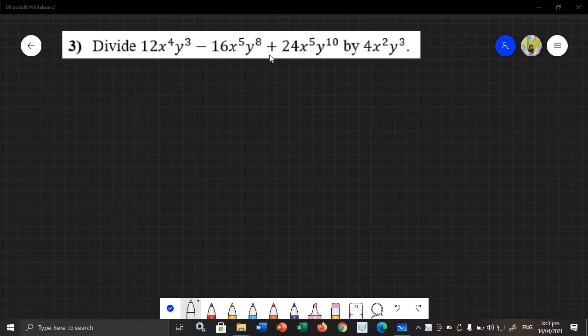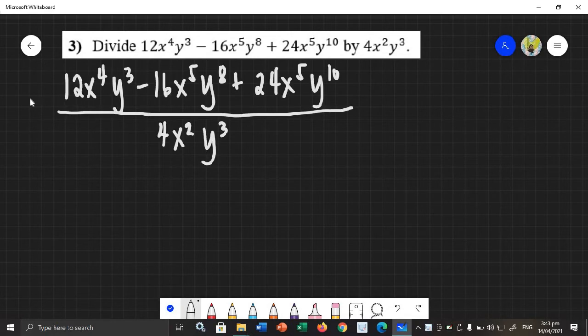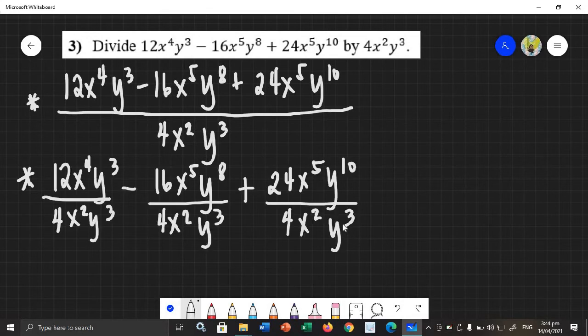Next example, we will be finding the quotient of this given. So again, we rewrite the given into a fraction over 4. So, there, we have rewritten it. And then right after we rewrite it, we rewrite it again. Each term in the numerator needs its own denominator. So there, we have rewritten it. Each term of the polynomial now has a denominator. Now that we have rewritten it, we need to solve each term separately.